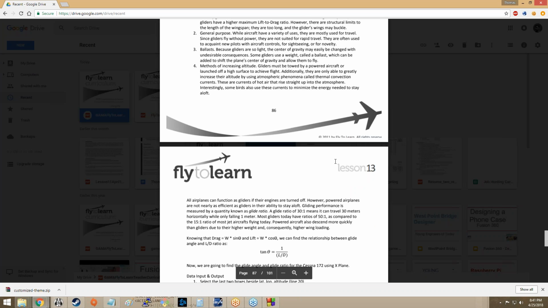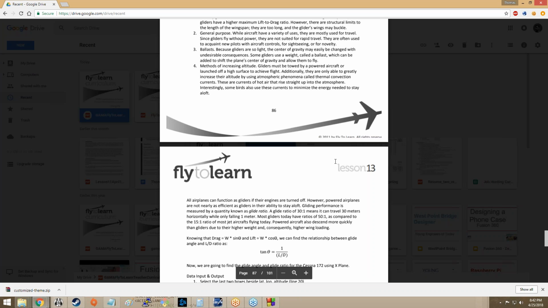All airplanes can function as gliders if their engines are turned off. However, powered airplanes are not nearly as efficient as gliders in their ability to stay aloft. Powered airplanes really depend upon their ability to be powered in order to stay in the air. So if they can't, then they don't fly nearly as well as gliders do.